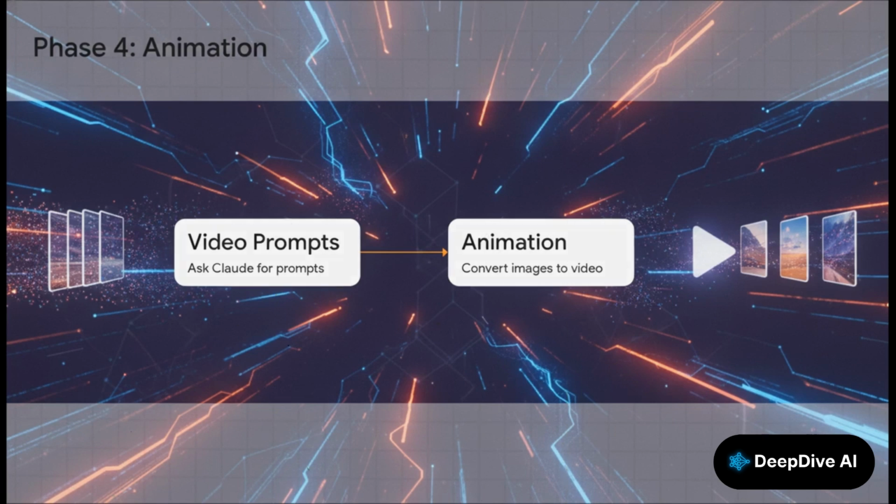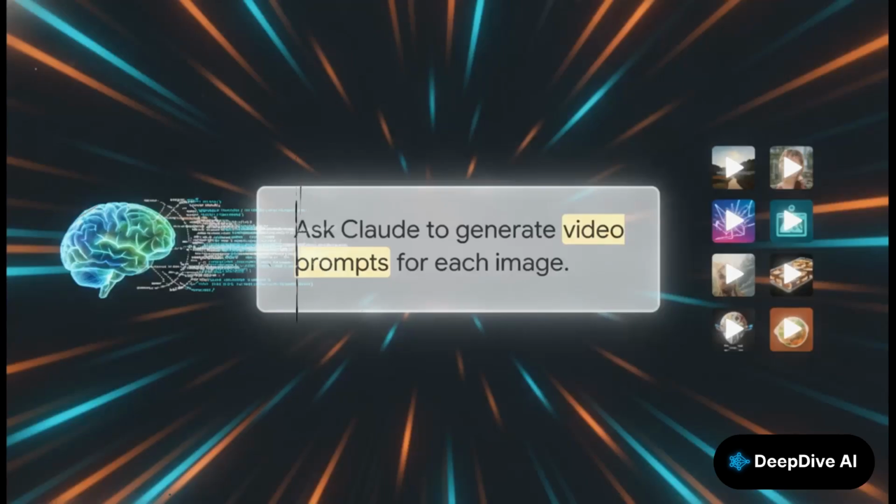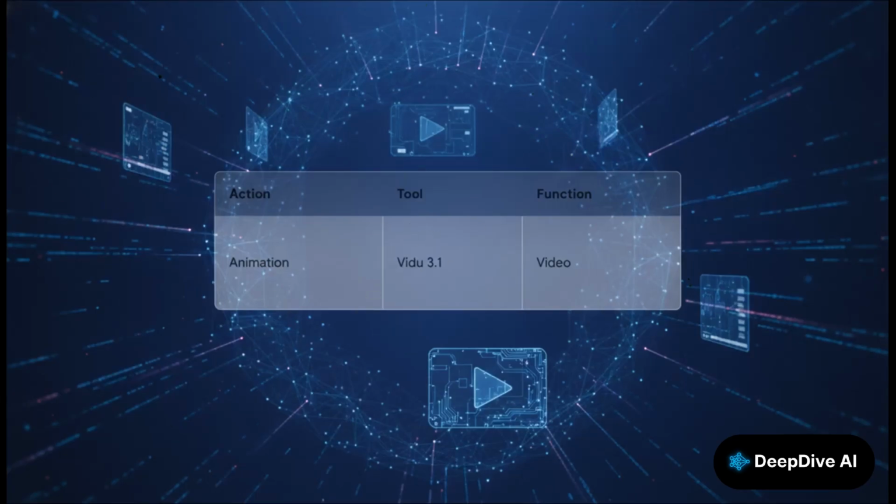Phase 4, Animation and Motion. Let's bring those static images to life. Jump back to Claude and ask for highly specific motion prompts for every single image. Then, paste those prompts into Video 3.1. This tool magically converts your art into cinematic video clips.